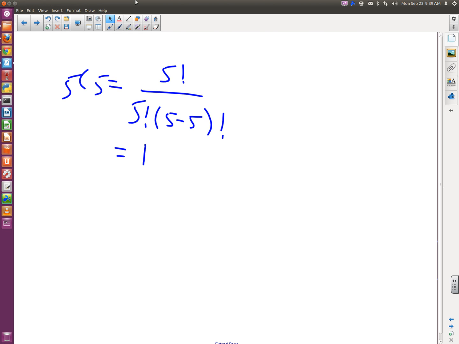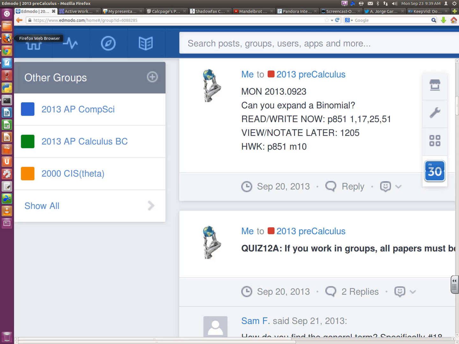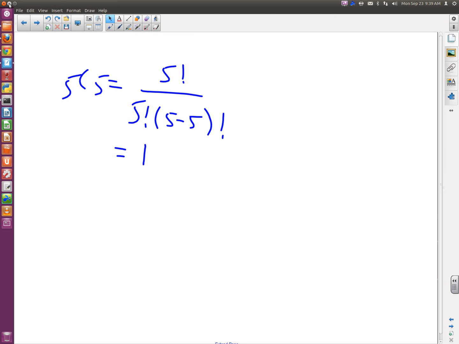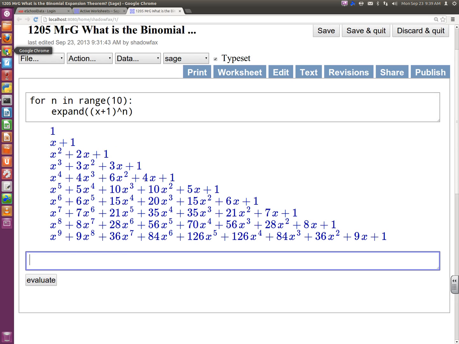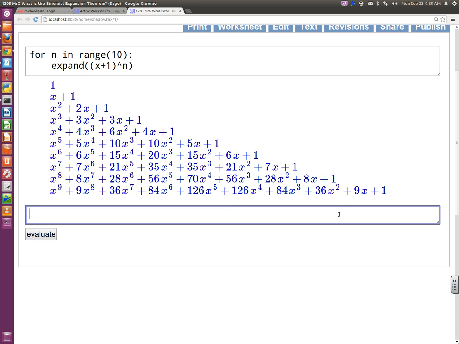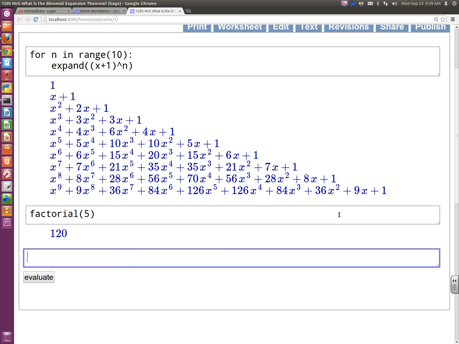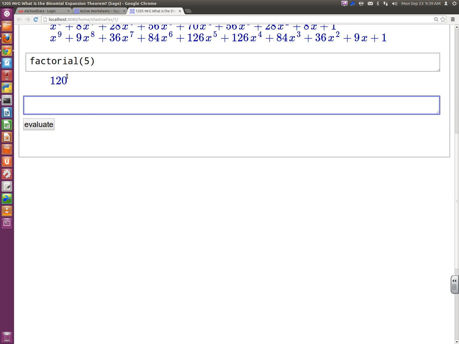Let's see. If we go back to Sage, where did my Sage go? There it is, okay. Look at this. Factorial of, I don't know, 5 is 120. How can I draw a table of factorials? What if I wanted a whole pile of factorials? 1 factorial, 2 factorial, 3 factorial. You would write another loop with a range, right?